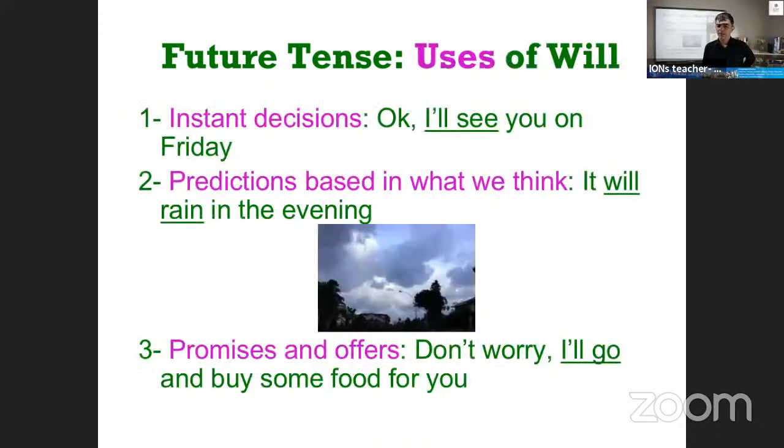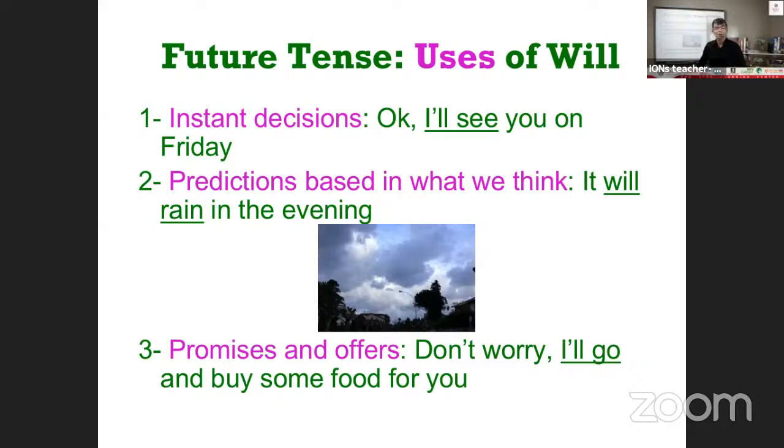So the future tenses are be going to and will. As I said before, the decisions are made instantly. Okay, I'll see you on Friday. Okay, this is what I say today. Okay, I'll see you on Friday. Today is Friday, it doesn't work.